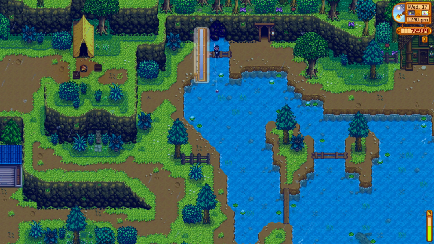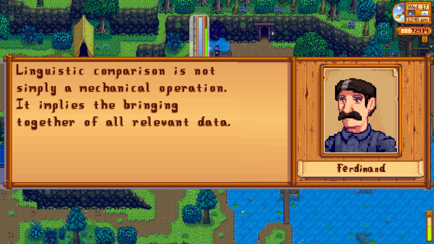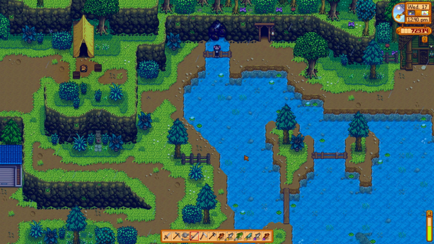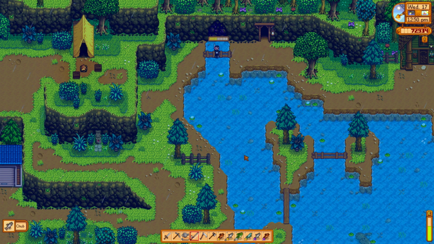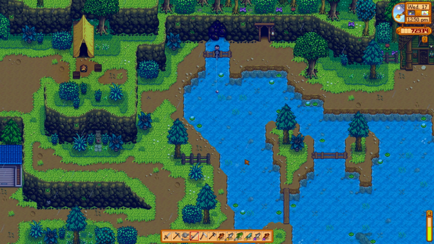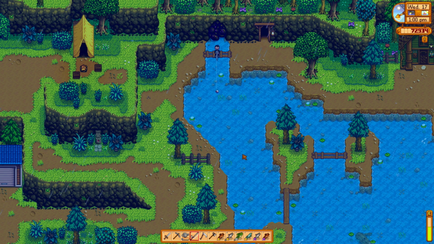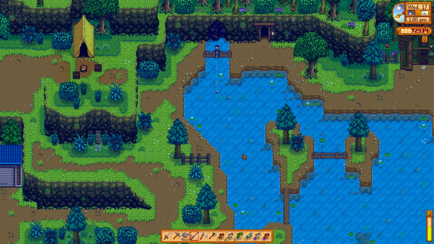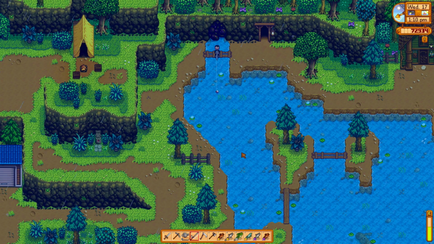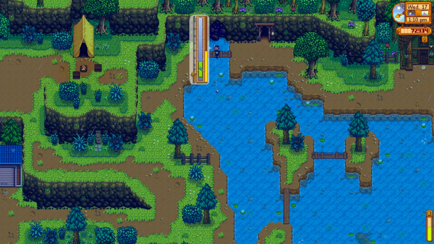In his words, linguistic comparison is not simply a mechanical operation. It implies the bringing together of all relevant data. It always results in a reconstruction of forms, although it must be noted that these forms only exist as conjecture, since it's impossible to definitively know what an unattested language sounds like. This is further nuanced by the fact that reconstruction can only lead to rather partial and abstract parts of words, although Saussure says it would be a mistake to write off their potential for creating general conclusions.